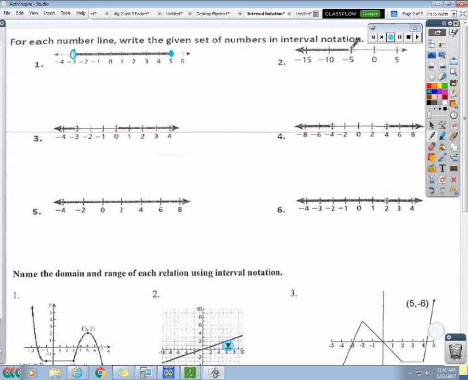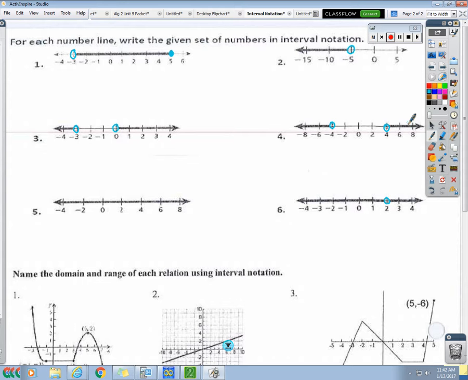Over here, I'm just showing you where the open and closed circles are. Over here is an open circle at -5. Down here we have an open circle at -3 and an open circle at 0. Right here we have an open circle at -4 and at +4. Number 6, open circle at 2.